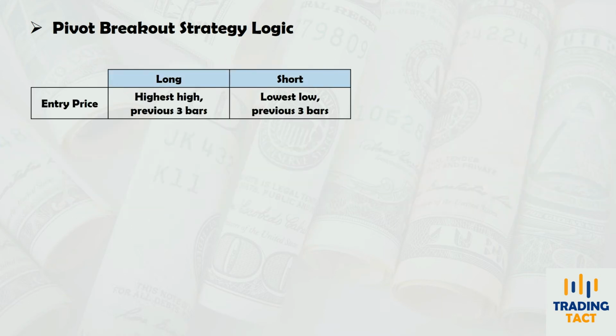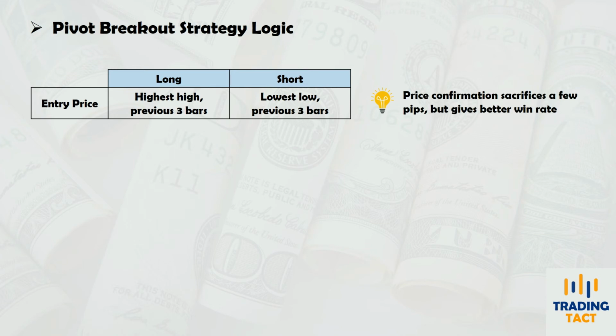If the 2 entry conditions are met, I'll place a buy stop at the highest high of the previous 3 bars for longs, and a sell stop at the lowest low of the previous 3 bars for shorts. The confirmation provided by this simple breakout filter helps improve win rate.